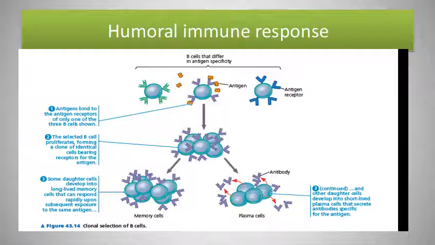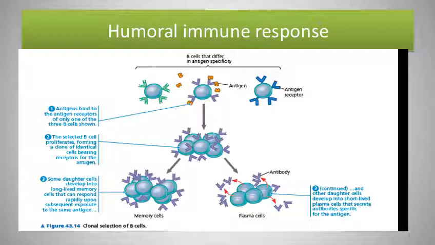Here you have a picture of the humoral immune response, where the antigens bind to the antigen receptors of only one of the three B cells. So you have three types of B cells. You see the antigen receptors are different in shape. So the antigen binds only to this particular antigen receptor because of the shape of it. Okay, it is very specific.